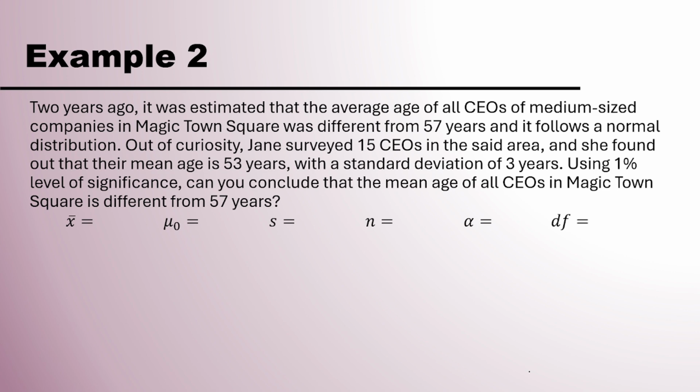Ang x-bar natin ay yung mean ng sample. So, si Jane, nag-sample siya. Ang mean age daw is 53. Ang hina-hypothesize or ang kine-claim sa population is 57 daw, yung mean. Ang S naman here is the standard deviation, which is 3. Ang N naman here is 15.